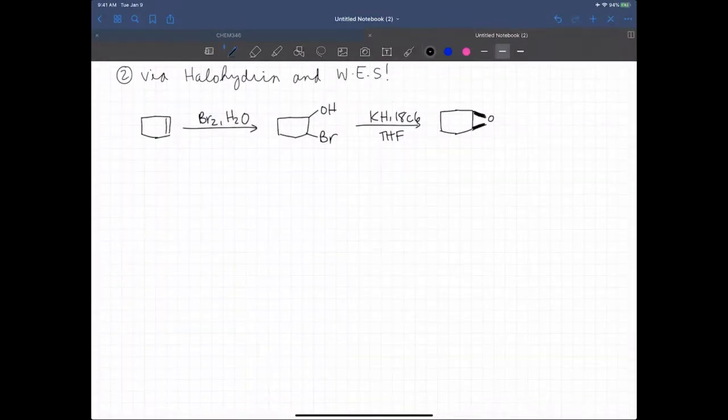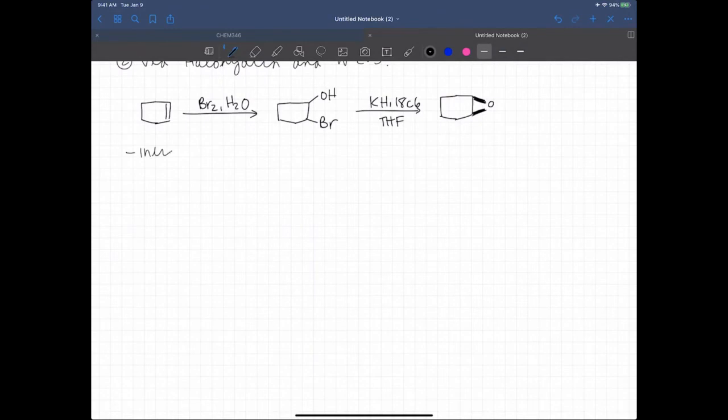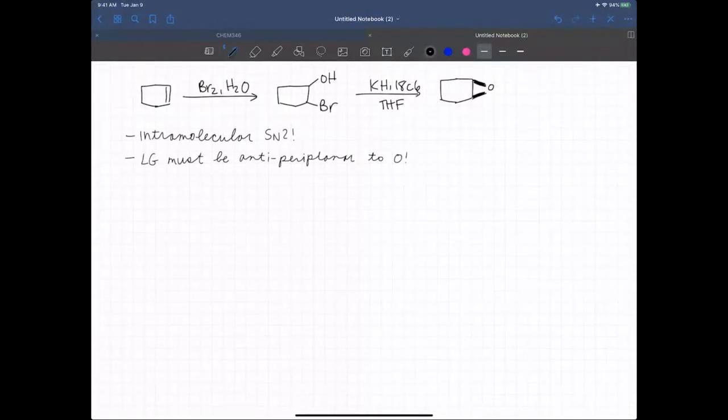Okay. This is called the intramolecular SN2 reaction. Intramolecular SN2. Okay, and it's important that you take note if you see a question like that on the problem set. The leaving group must be anti-periplanar. I hope you guys also remember what this means. Okay, and what must it be anti-periplanar to? It has to be anti-periplanar to the oxygen. So let's look at an example.